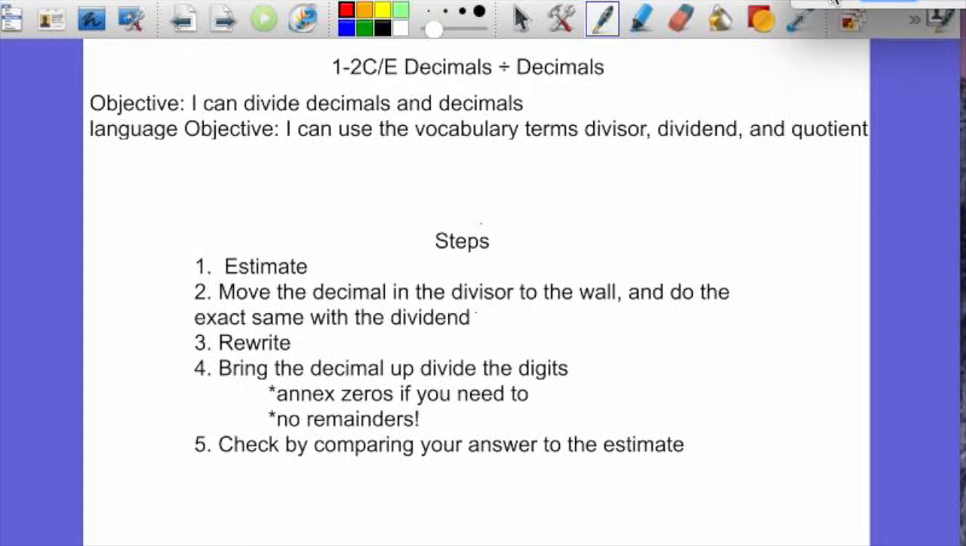We'll try to estimate. We'll be moving the decimal to the wall, and I'll explain what step 2 means in a moment here. Then we'll rewrite it because it gets a little messy, and then it starts up where we left off last class: bringing the decimal up, dividing the digits, annexing zeros if you need to, and checking to compare with your estimate.